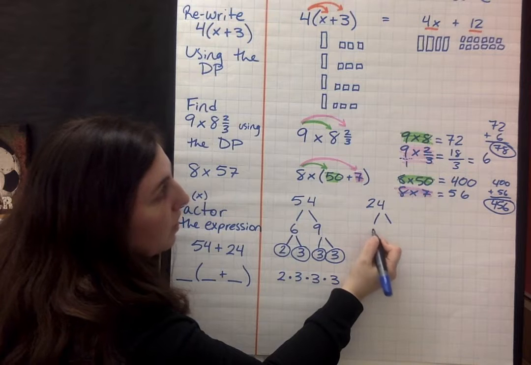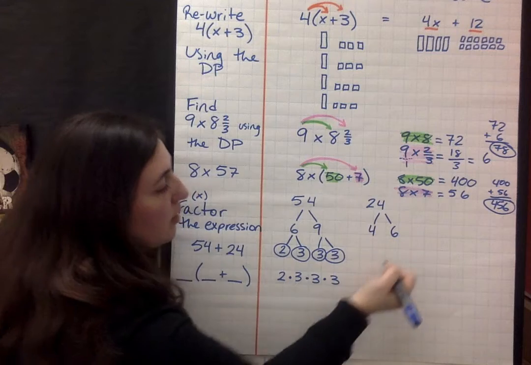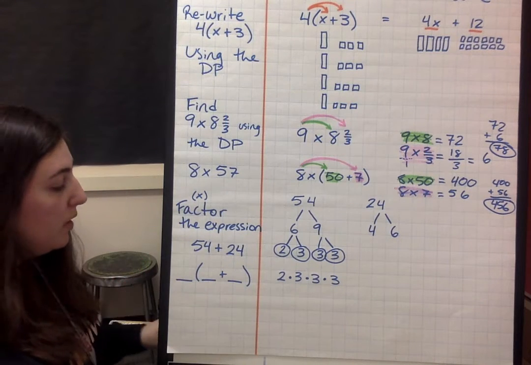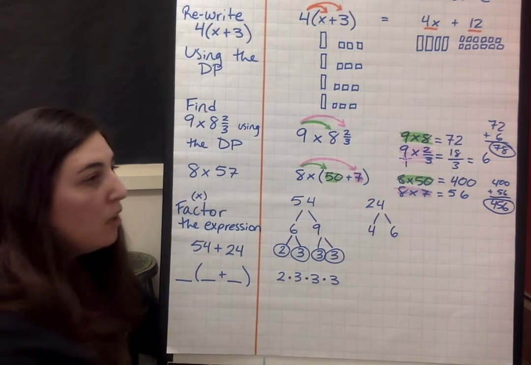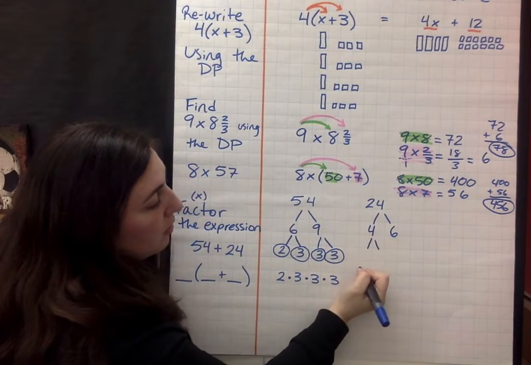So two numbers that just pop into my head are 4 and 6. But you could use a lot of different numbers here, okay? You could use 8 and 3, for example. So now I'm going to do the same thing.